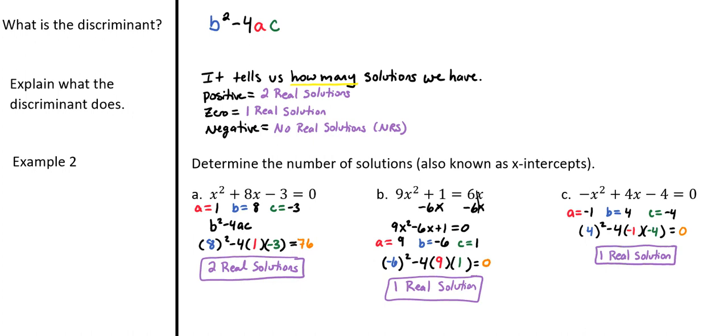So that's how to find your a, b, and c values, what the discriminant is, what it does, and how to find it.